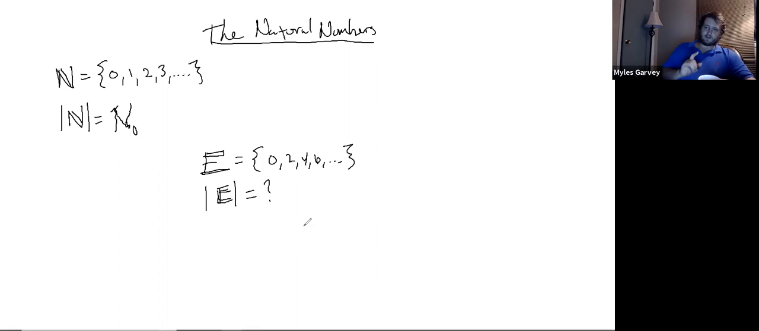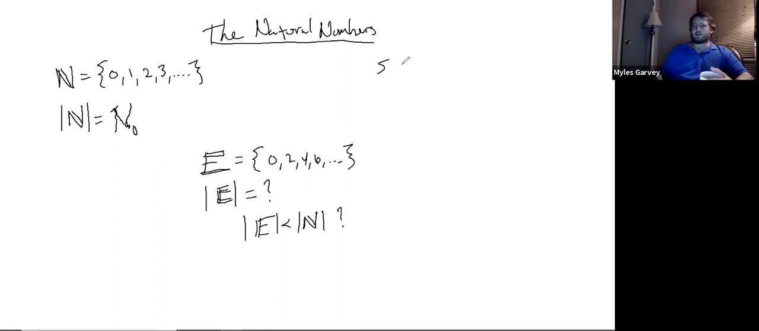Let's think about this. Intuition might tell us that the size of the even numbers has to be less than the natural numbers, right? I mean, we took numbers out of that set. Think about it. The number 1 is not in here. The number 3 is not in here, but all of these numbers are in here. Put differently, the E here is a proper subset of the N. And so we might initially think that the size of the even numbers has to be less than the size of the natural numbers. That's a very intuitive thing to think about.